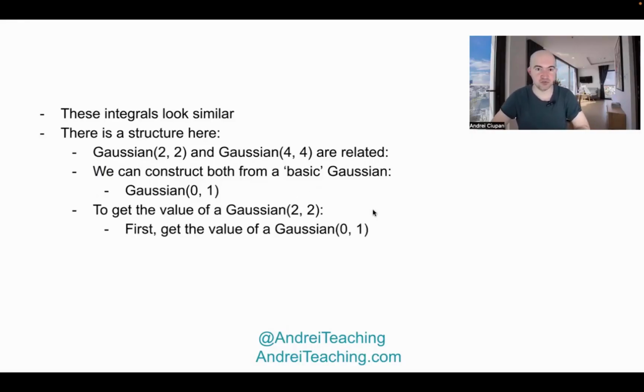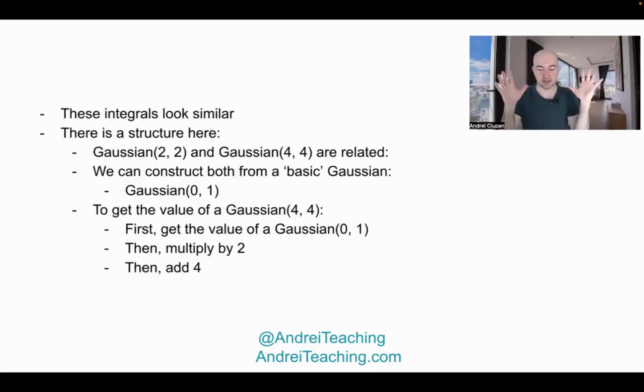To get the value of a Gaussian 2, 2, first we get a random number from the Gaussian 0, 1, a normal random variable. We multiply it by the square root of 2, and then we add 2. There's a reason why we do it with a square root. Similarly, for a Gaussian 4, 4, maybe you can imagine what we do. We get a Gaussian 0, 1. We multiply it by the square root of 4, which is 2, and then we add 4. Okay, so we discussed Poisson.